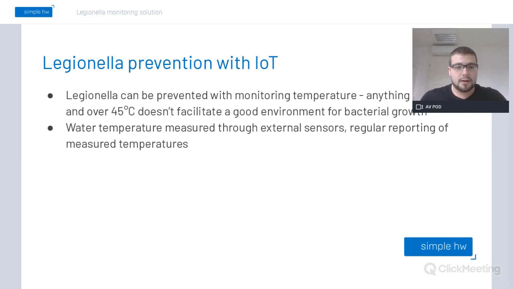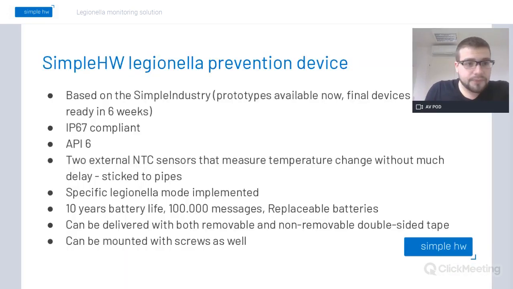So now, generally what you would do with IoT, and what we are doing with our devices, is that we are monitoring the temperature of water, and we are doing it through monitoring the pipes that the water flows within. So let me get to that.